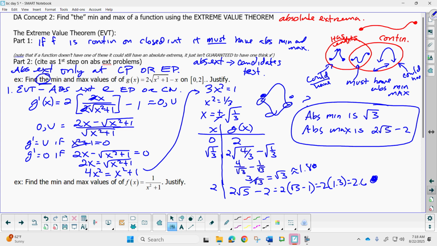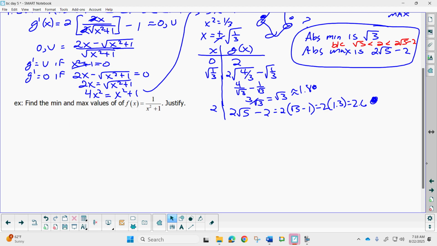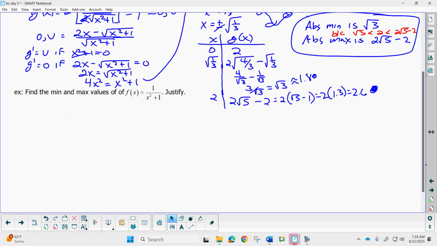Some people add on to this and say because it's the greatest of the candidates, or because root 3 is less than 2, which is less than 2 root 5 minus 2. If you have been taught to do that, you should keep doing it. This is really lovely work. I wasn't taught to do it that way. It's just not my habit, and I'm an underachiever like that. So I don't require it, right? So let's go to the next one.